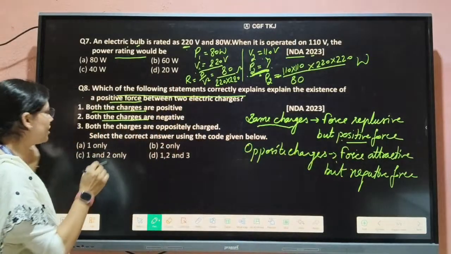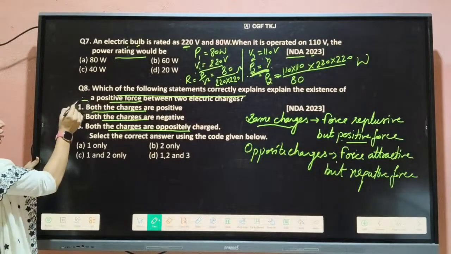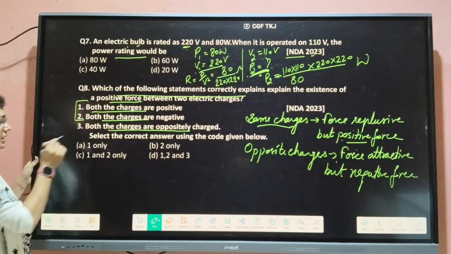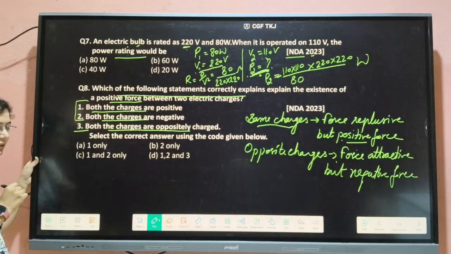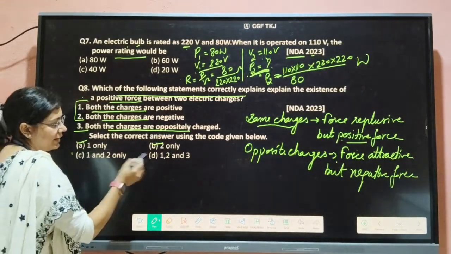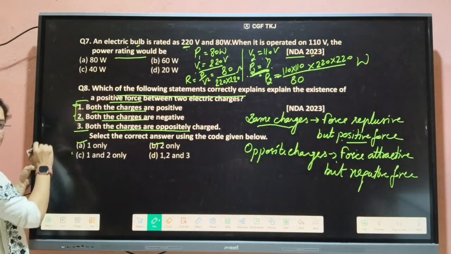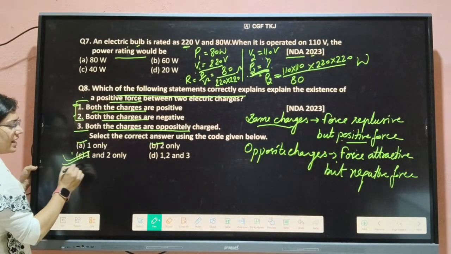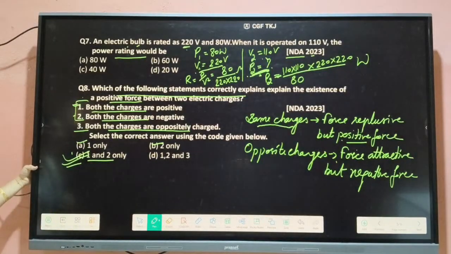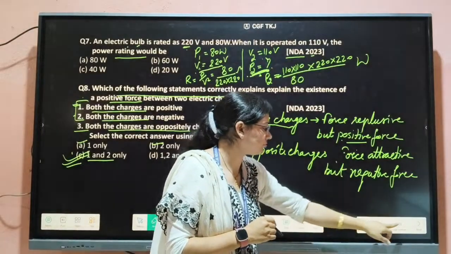So third one option here, both should be opposite with each other. So in these two cases force will be positive, but in this case force will be negative. So check your options, one only, two only, 1 and 2, and D 1, 2, 3. So which one is the right option? First and second. So C will be our right option. In that case here force will be your positive, but it will be repulsive. Okay.